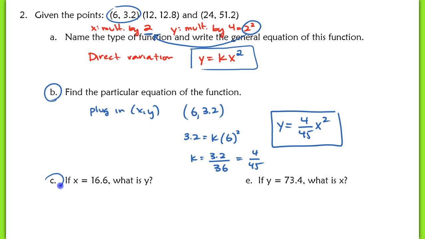Now I'm going to let you try parts C and E here on your own, and then you can check those answers with the key.